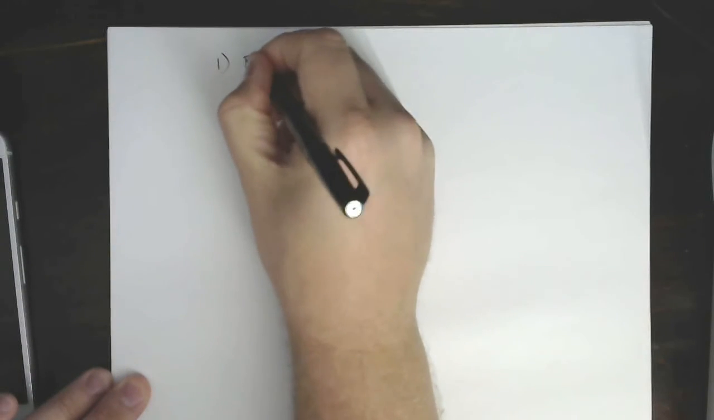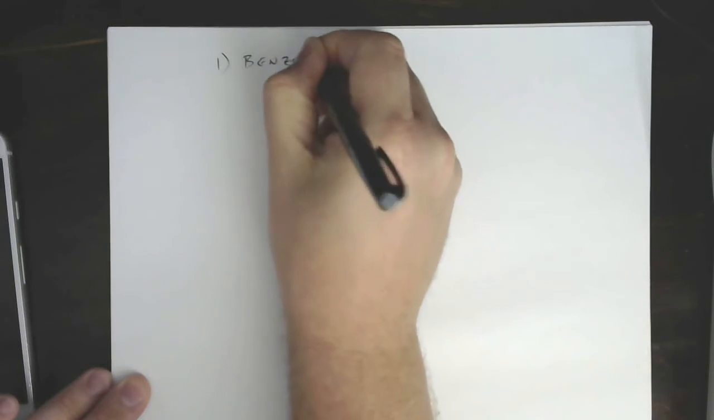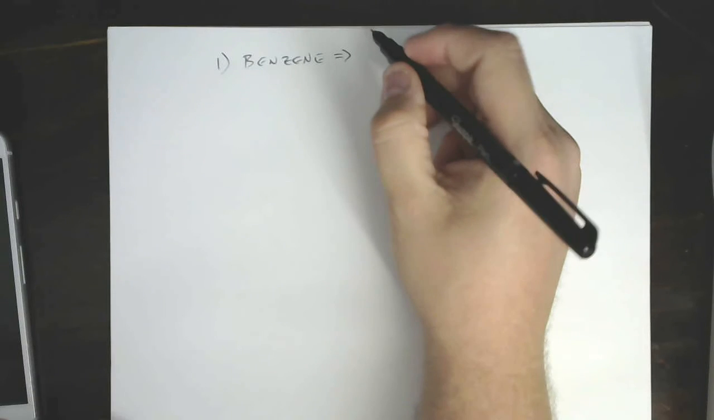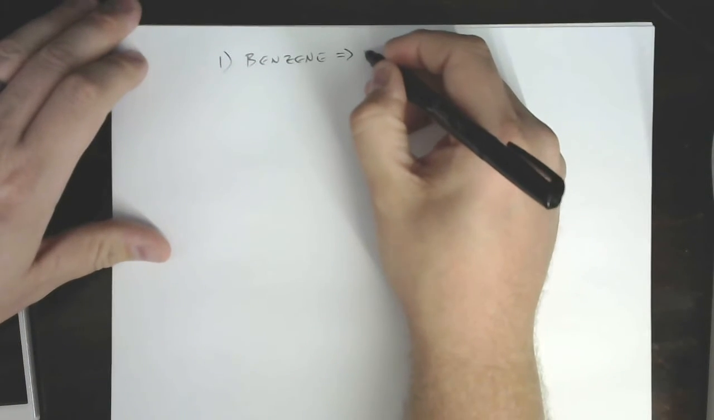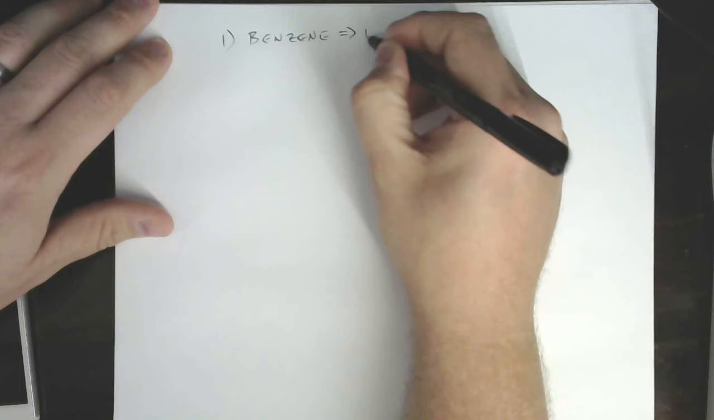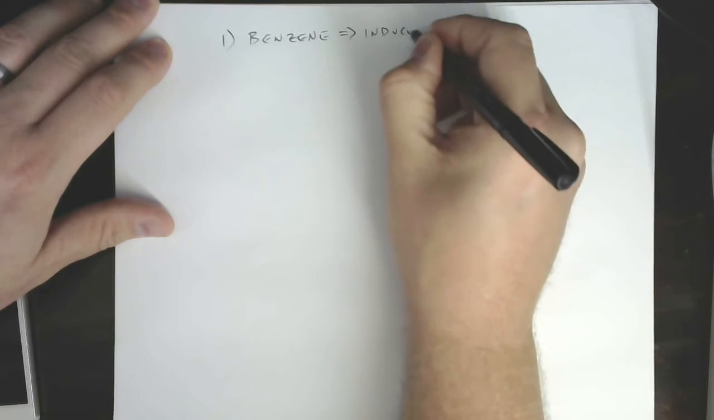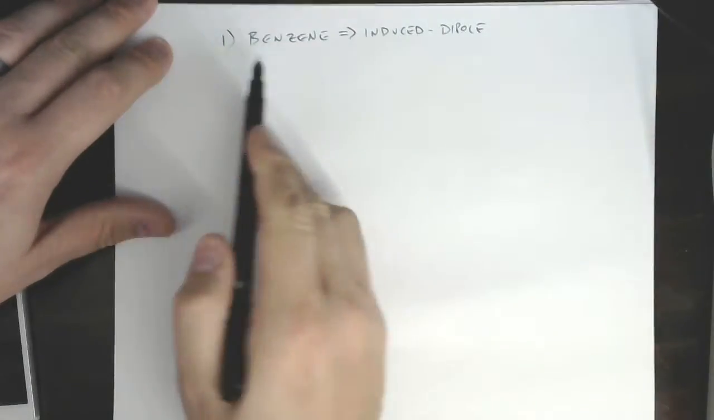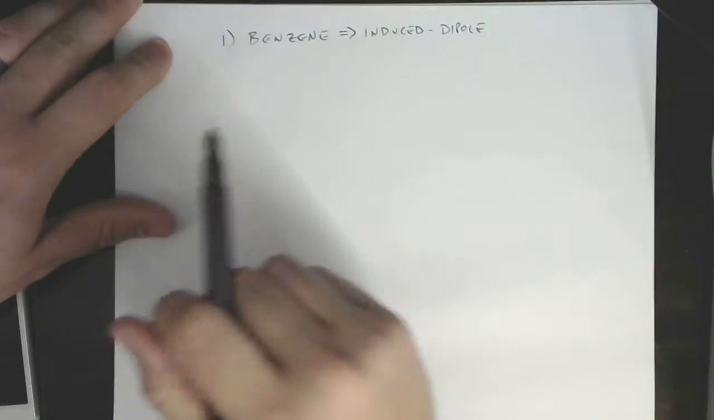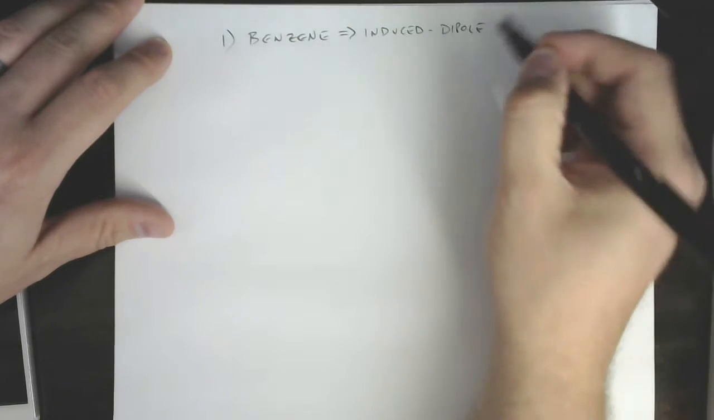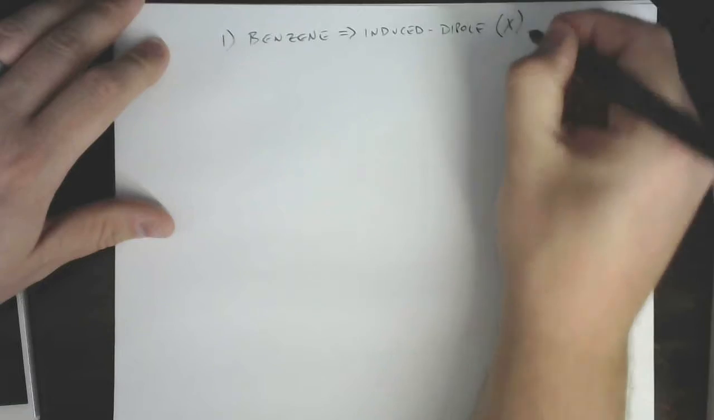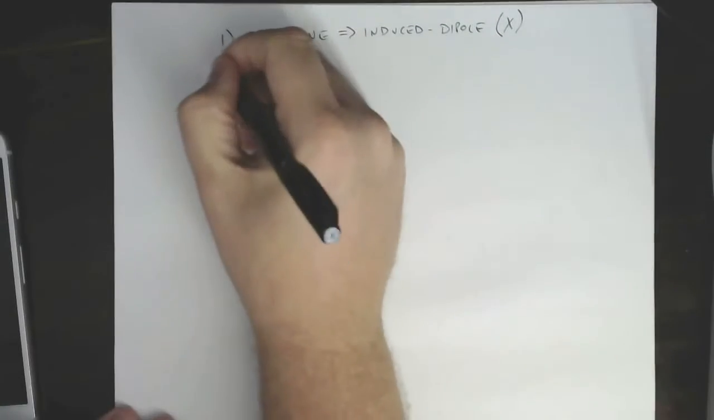The first one is benzene. And benzene is chosen because it's a nice model for induced dipoles. So if your stationary phase material can induce a dipole, it's going to do it on those nice mobile pi electrons that live in the benzene. So induced dipole, we're going to give this an abbreviation X. This X will make sense in a minute.